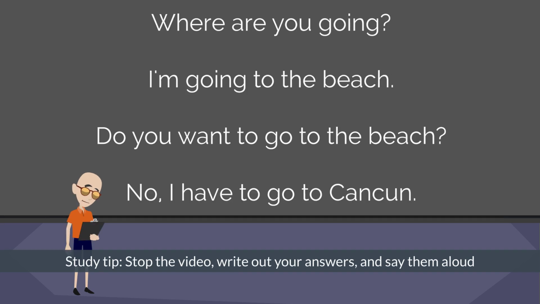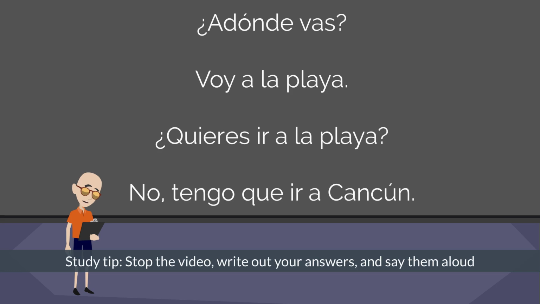Try 4 more. Where are you going? I'm going to the beach. Do you want to go to the beach? No, I have to go to Cancun. Here are the answers. ¿A dónde vas? Voy a la playa. ¿Quieres ir a la playa? No, tengo que ir a Cancún.